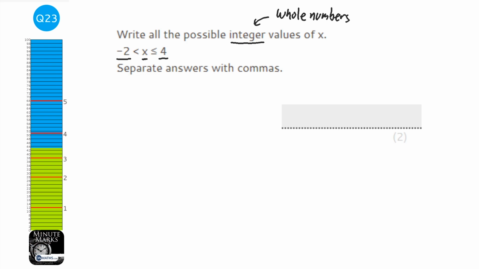But because this doesn't have a line underneath it, it does not include that number, so it doesn't include -2. This one, however, does have a line underneath it, so it does include 4. So the first one's going to be -1, 0, 1, 2, 3, and we include the 4, but we don't include the -2. So this is our answer.